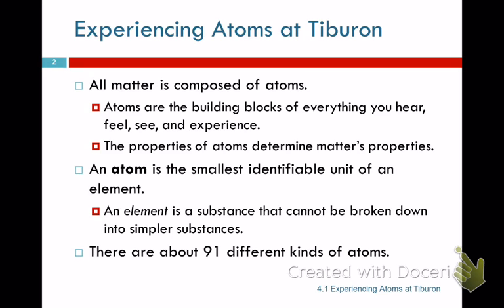Atoms are the smallest identifiable unit of an element. What does that mean? Well, some elements don't come as individual atoms. They come as molecules. So, for example, I'm just going to tell you up front, oxygen is O2. It's known as a diatomic element. But the smallest unit of oxygen, like oxygen O2, is actually just O.